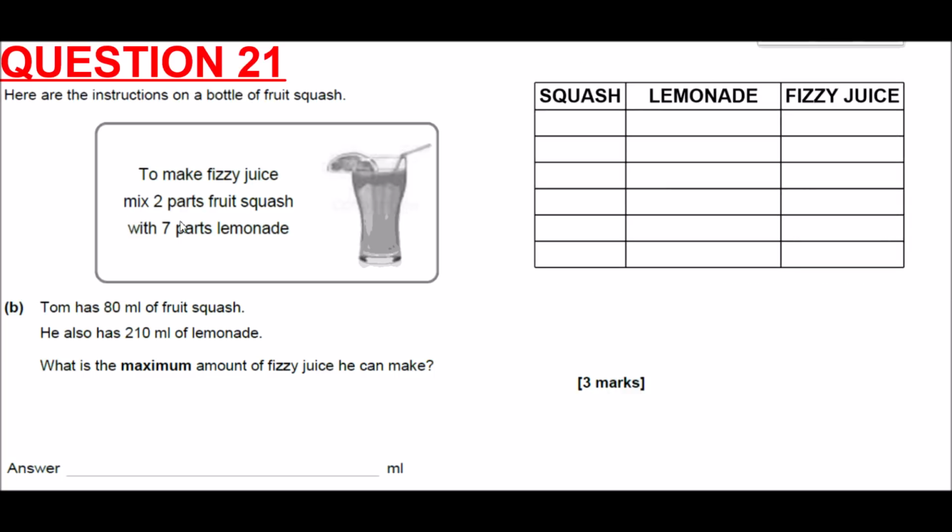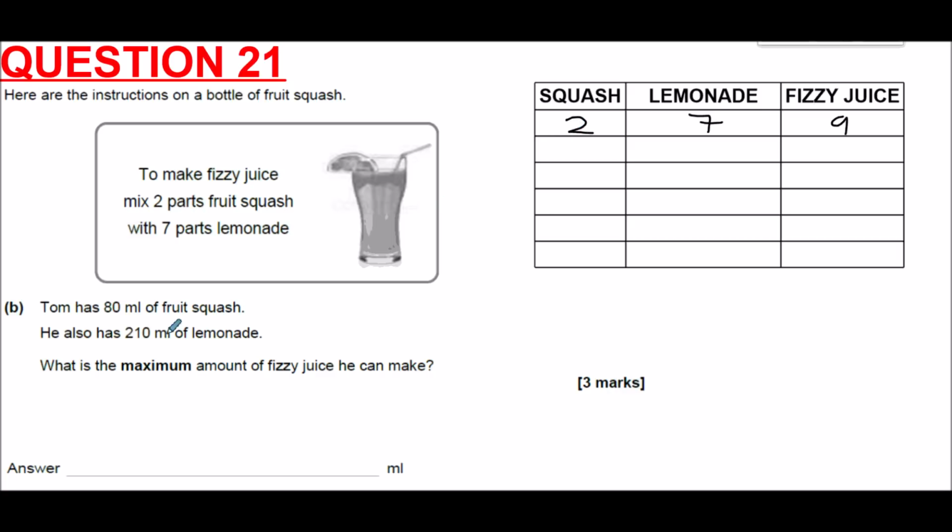And so if we had 2 parts of squash, we'd use 7 lots of lemonade, which should give us 9 lots of fizzy juice. Now, one of these ingredients will run out first. So it's a case of seeing what's going to run out first. As soon as one of the ingredients runs out, we know that we've made as much fizzy juice as we possibly can.